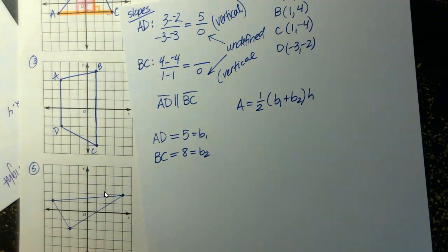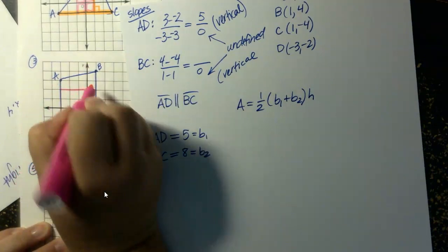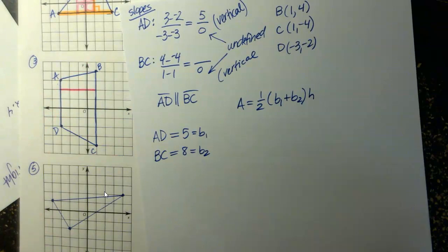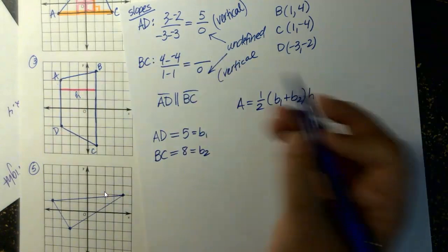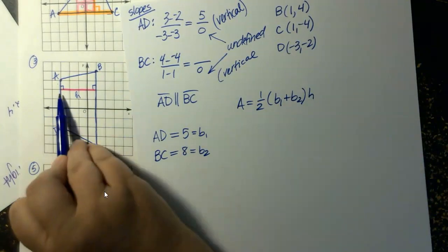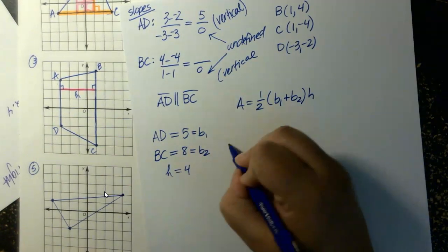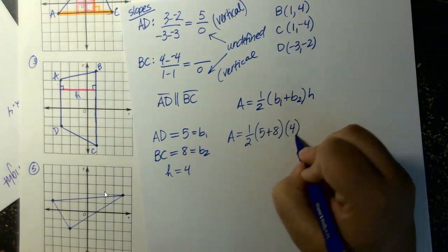Now the next thing I need is the height of my trapezoid. The height of a trapezoid is the distance between the bases. So since those are both vertical lines, the segment that goes between them and shows the distance between them is going to be a horizontal line. So thankfully, once again, I can just count. I'm going to call this my height. It's perpendicular to both the bases, which it has to be the height. And I'm going to count 1, 2, 3, 4. So the height is 4. So my area is 1/2. Add together the two bases and multiply times 4.